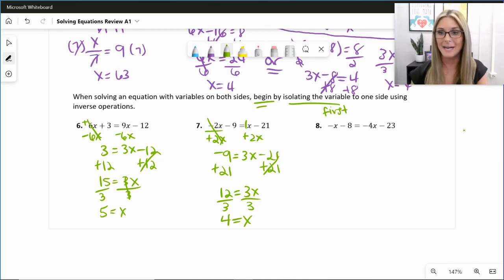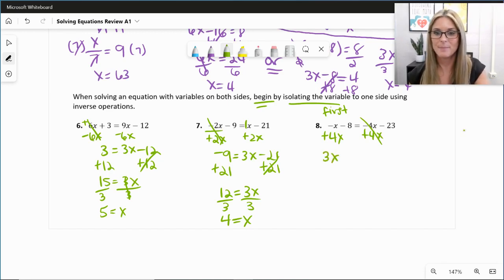Negative x minus 8 equals negative 4x minus 23. I always get rid of the smallest variable. What's smaller, negative 1x or negative 4x? Negative 4x is smaller. So that'll give me a chance to add 4x and help make this problem more positive. On the left side, we're going to combine that negative 1x with the 4x to give us positive 3x minus 8 equals negative 23. And keep solving the two-step, add 8.